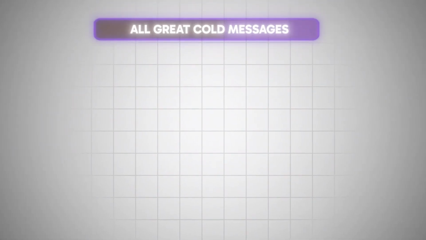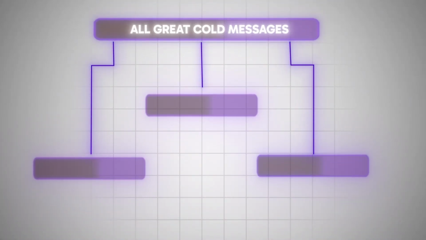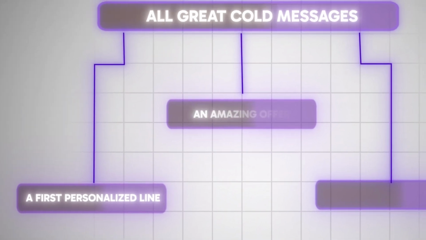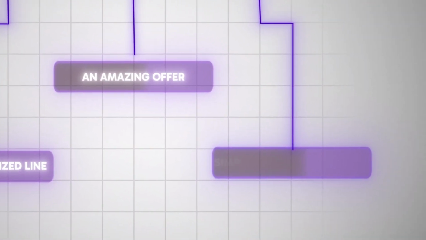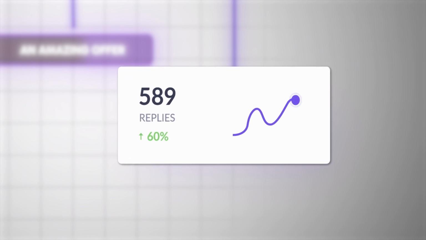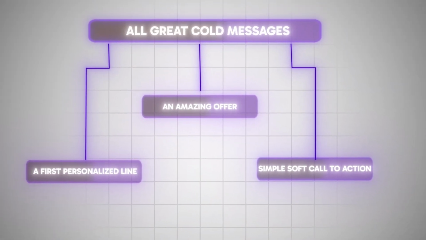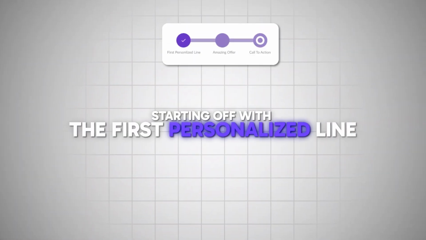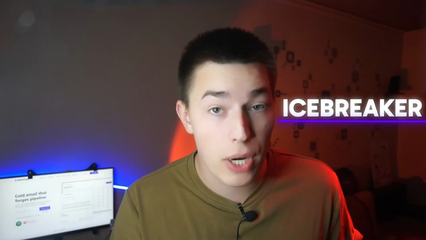All great cold messages are made up of three parts: a first personalized line that helps you to stand out, an amazing offer that helps you to sell, and a simple soft CTA that generates hundreds of replies. Let me talk about each of these aspects in more detail, and yes, I will give you a template at the end. Starting off with the first personalized line, the first thing in your outreach message should be an icebreaker.